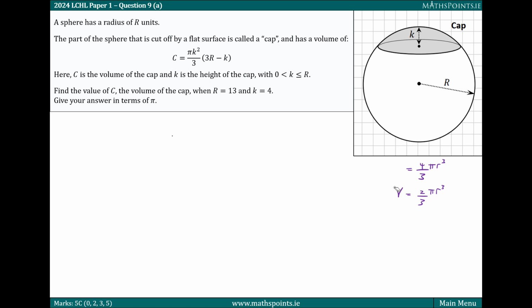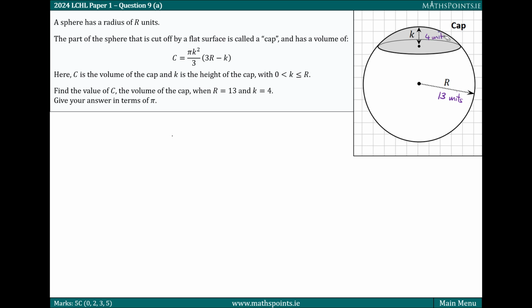So in this initial version of the question, we've been told that r is 13, so the radius of this particular sphere is 13. Now we're not given the units, whether it's centimeters or meters or whatever it is, so we're just going to use the word units when we're not sure. And then the vertical height of this cap is 4, so k is equal to 4 units.